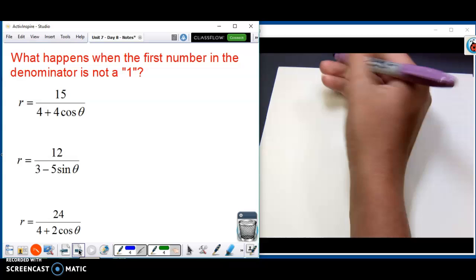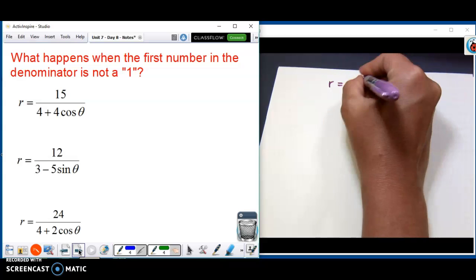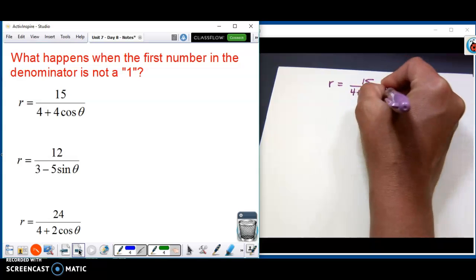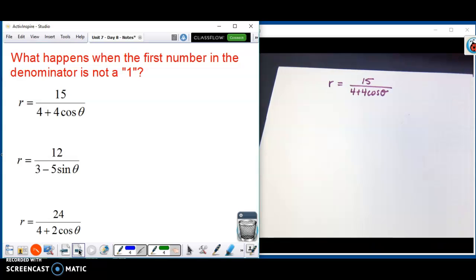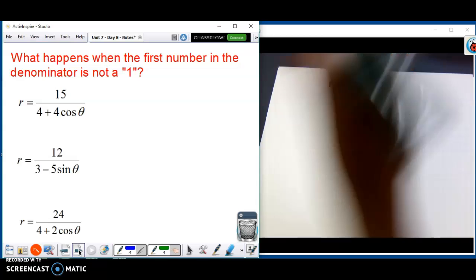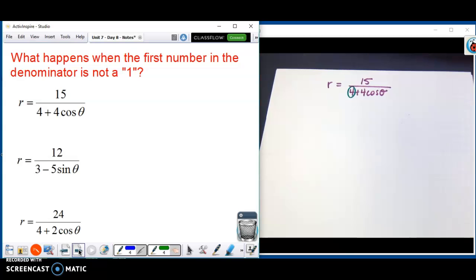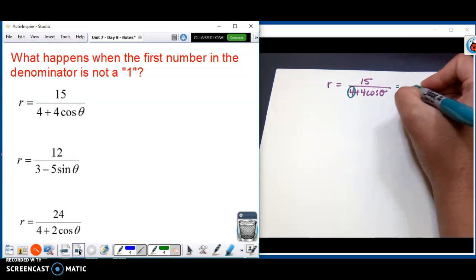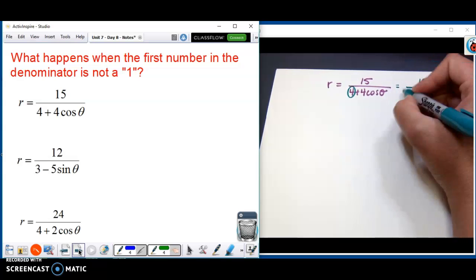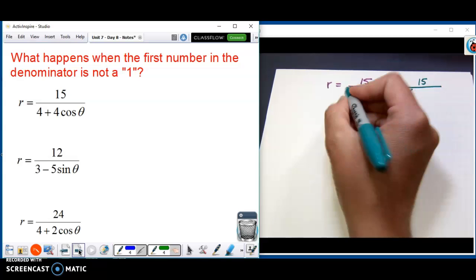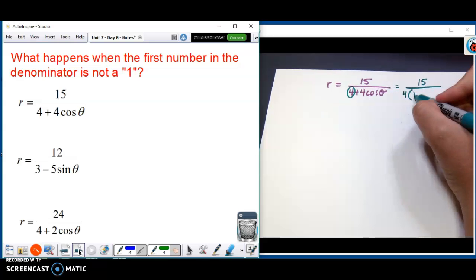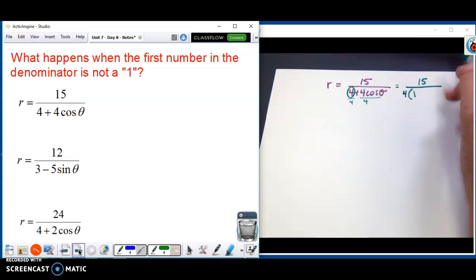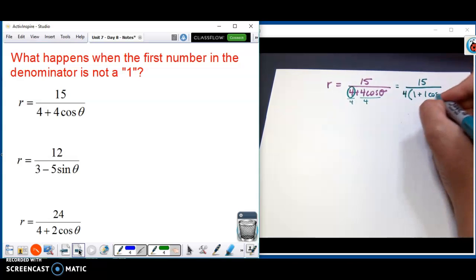So if we take a look at this first example, constant on top, we have that, but this is not a 1 here. So what you're going to do, if that's not a 1, perfectly fine. You can make it a 1. We're going to factor out whatever that number is that's the problem. So this is the same thing as 15 over. We're going to take out the 4. If I do 4 divided by 4, I'll have 1 here. So technically you're dividing both these things by 4. And if I divide that by 4, I'll have another 1 there.